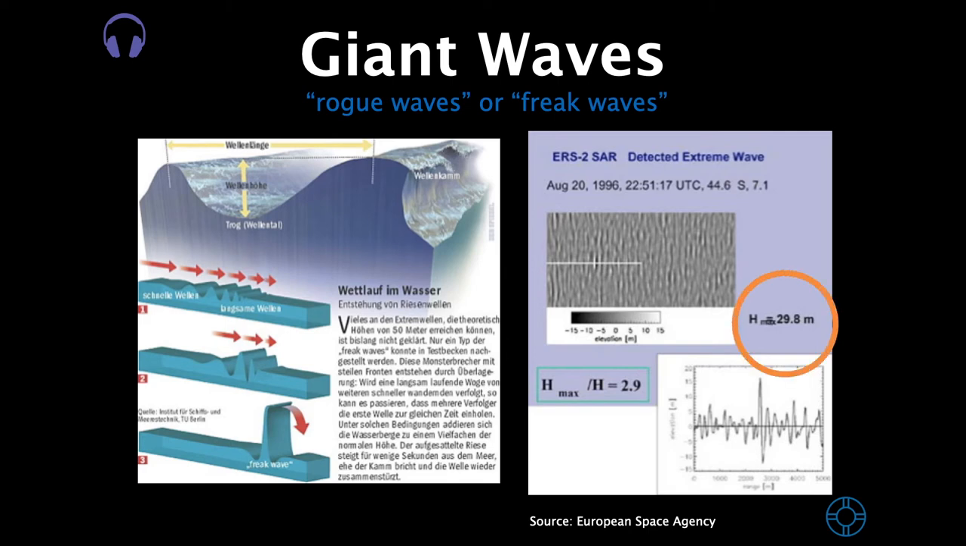Besides, it is very interesting to notice that the ratio between the maximum wave height and the significant wave height was 2.9. In other words, the freak wave can be three times higher than the average wave conditions at the moment. And it is very unlikely that science can predict where and when this is going to happen.